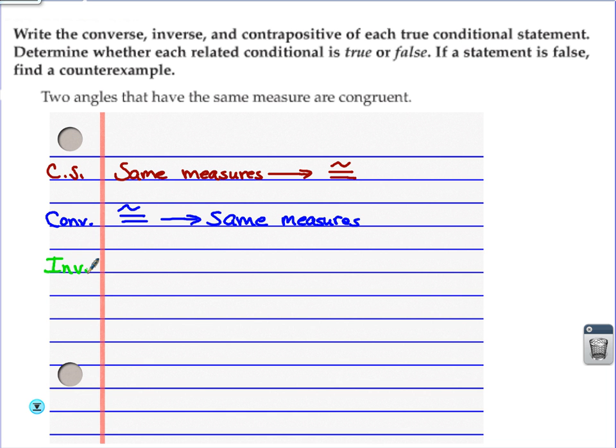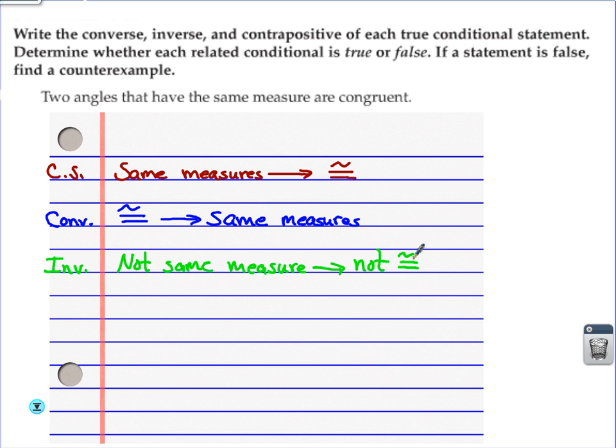Inverse. Now to find the inverse, Hunter, we need to go back to the original. My original statement: if two angles have the same measures, then they are congruent. The inverse of that, we'll have to throw those nots in there, right? If two angles, what, Hunter? Now, I'm going to put not the same measure. If two angles do not have the same measure, then, Hunter, they are not congruent. And inverse simply negates the first, negates the second.